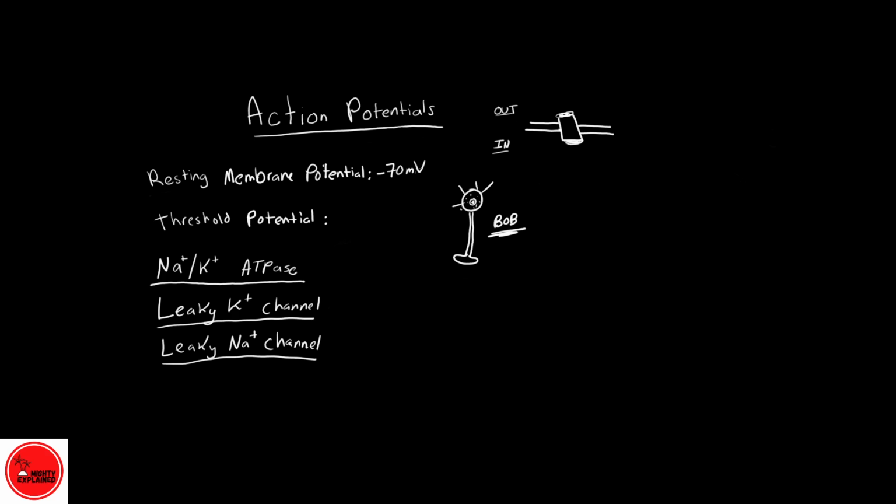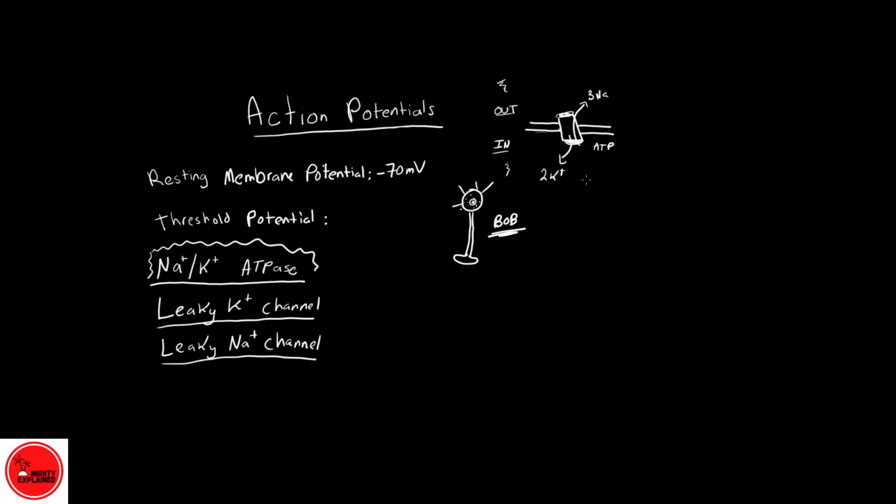Now the first channel we're going to talk about is the sodium potassium ATPase. This is a membrane, and this is the channel, the sodium potassium ATPase. This is the outside of the cell over here, and this is the inside. What the sodium potassium ATPase does is it uses ATP to kick out 3 sodium, and it brings in 2 potassium.